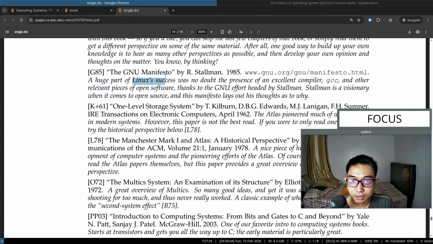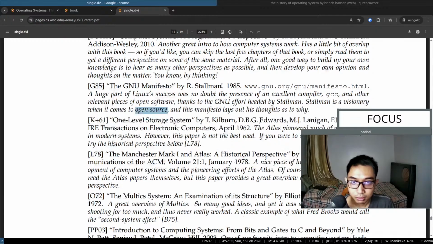A huge part of Linux's success was the presence of an excellent compiler, GCC, and other relevant pieces of open software, thanks to the genuine effort headed by Stallman. Stallman is a visionary when it comes to open source, and this manifesto is about why. I think, if I remember correctly, Stallman is not really promoting open source. It's more like the free software movement, you know. It can be different from open source.